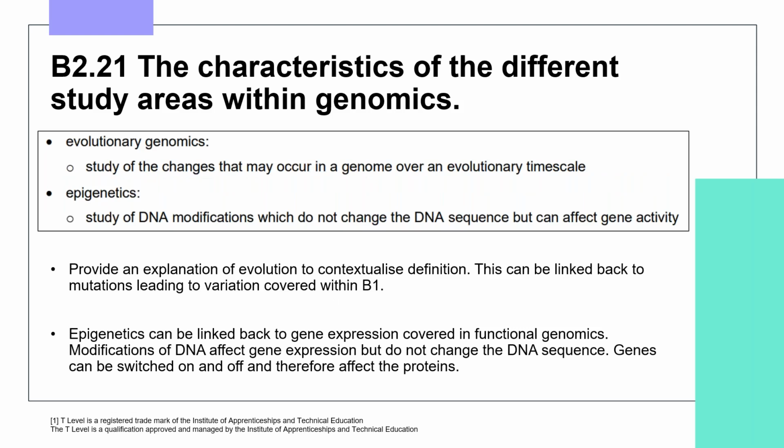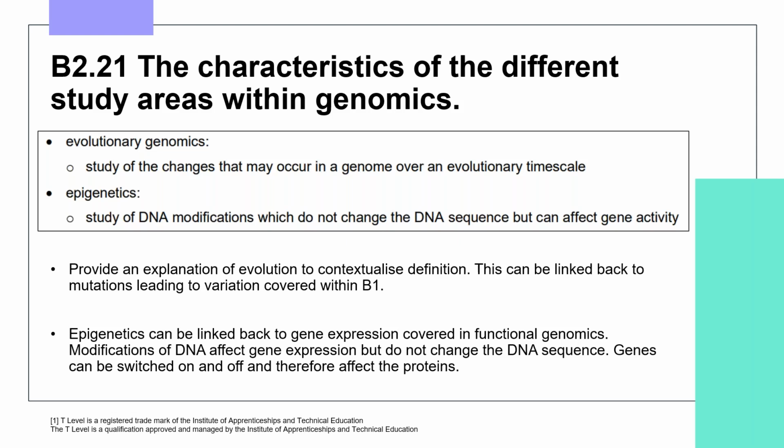And next, the specification talks around evolutionary genomics, which is the changes that may occur in a genome over an evolutionary timescale. Next is epigenetics, which is the study of DNA modifications which do not change the DNA sequence, but can affect gene activity. Now, because you may have talked about evolution in B1, as discussed, that means you won't have to spend too much time on this. It's just quite simply comparing the genomes of different organisms over that evolutionary timescale, and it's used to investigate what organisms other organisms have evolved from.